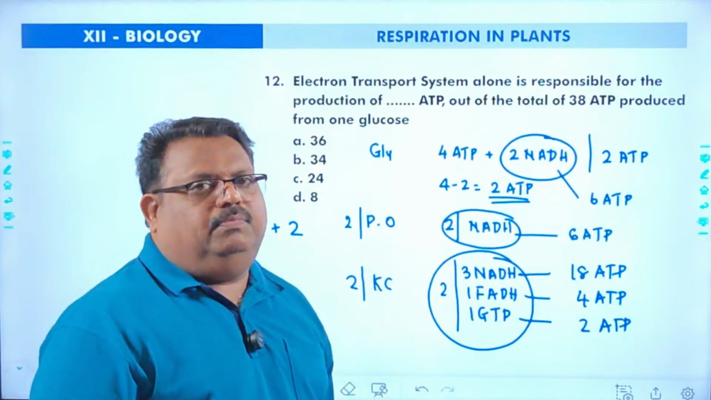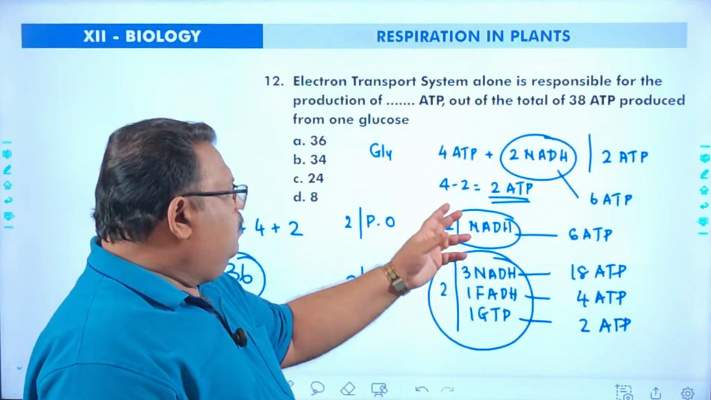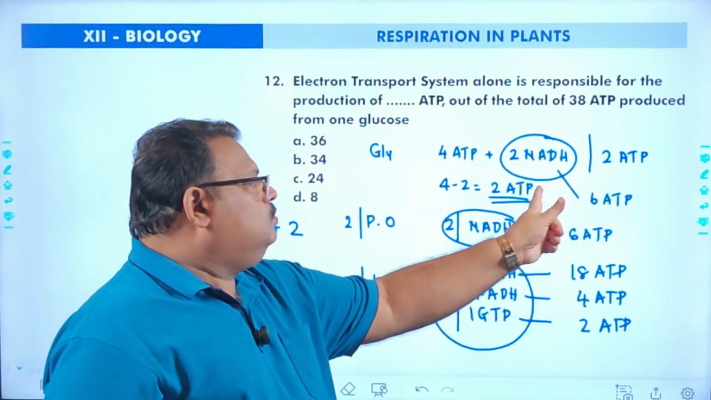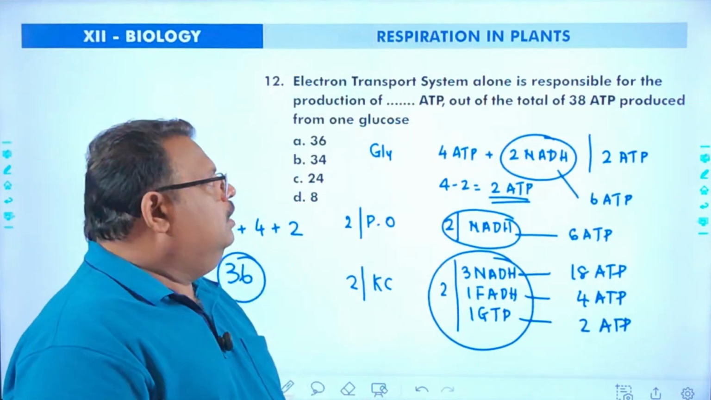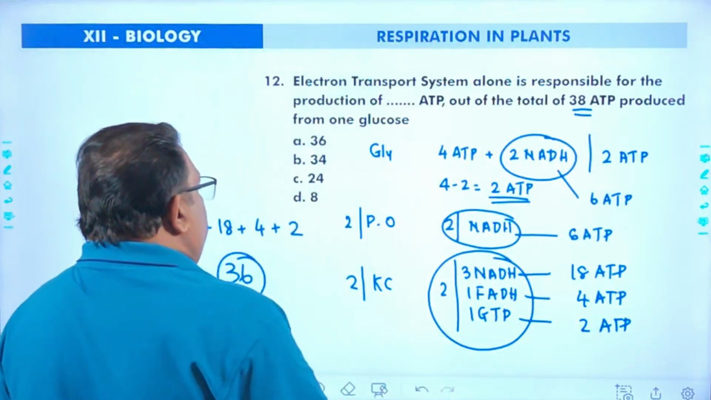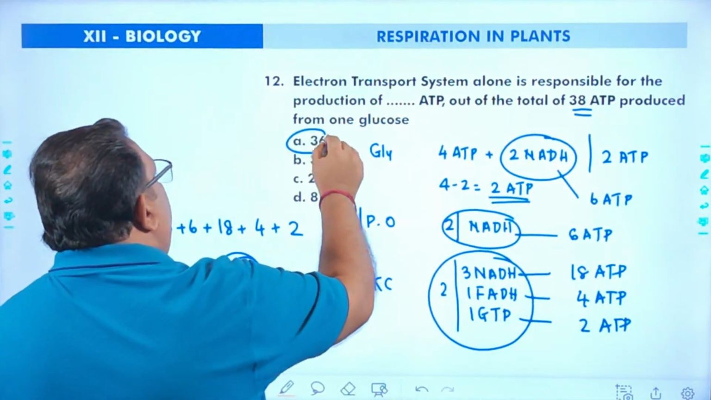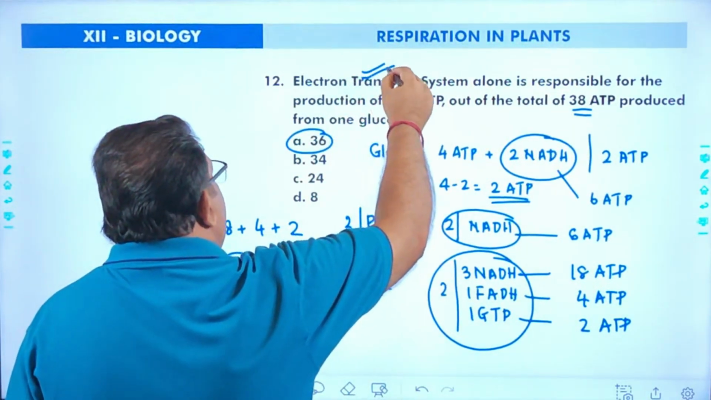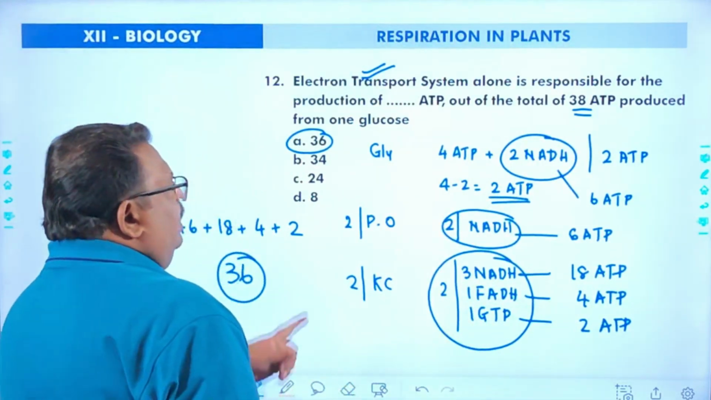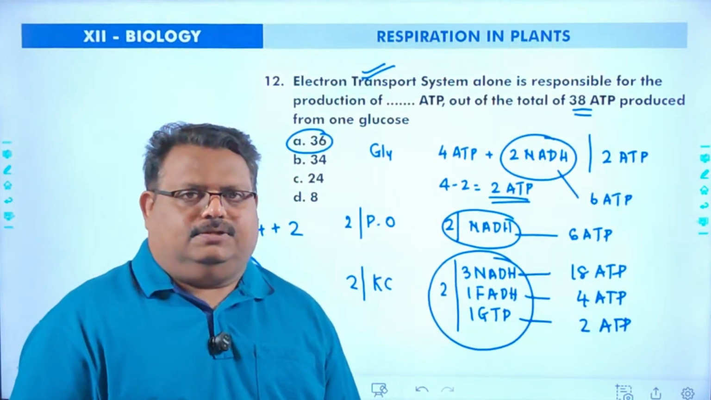2 molecules of ATP are directly synthesized. Out of the 4 molecules synthesized, 2 will be consumed so that the net will be 2 ATP. So out of the 38 ATP produced, 36 molecules of ATP are produced during electron transport system and only 2 are directly produced. So the correct answer will be 36. Next question.